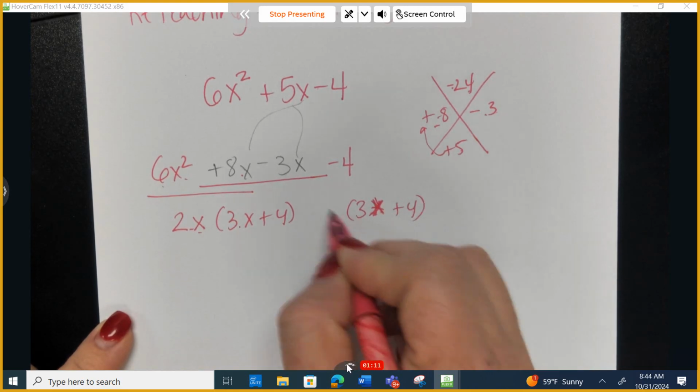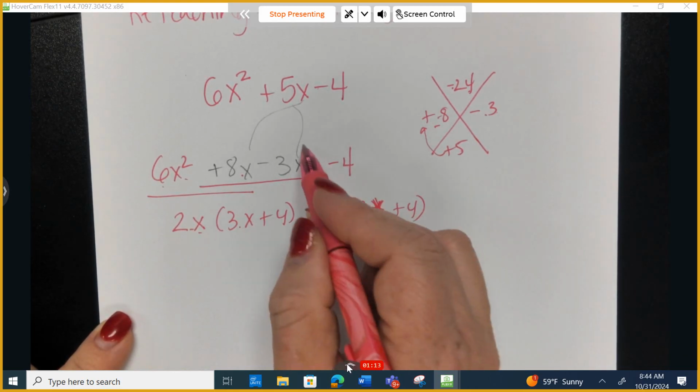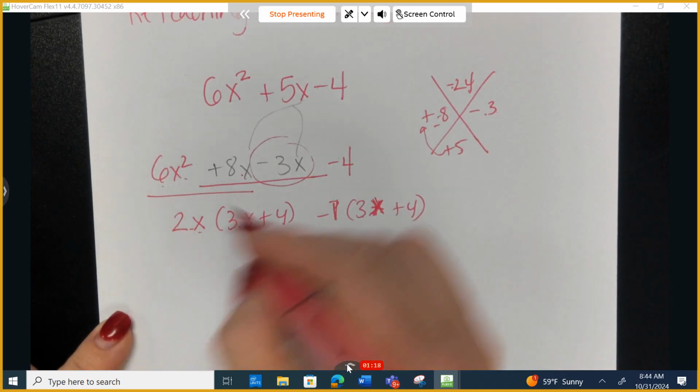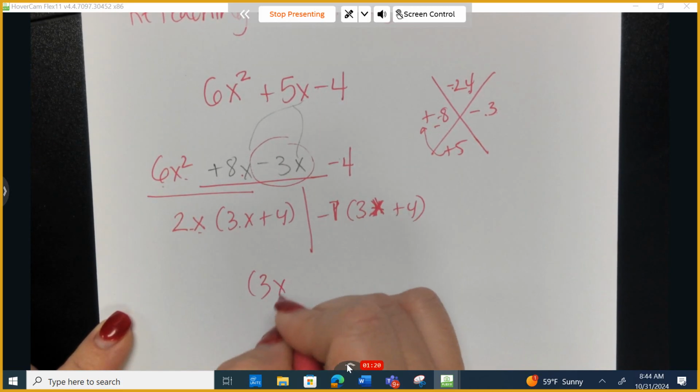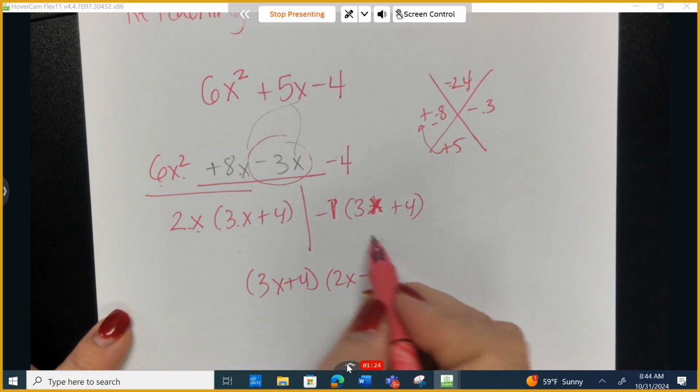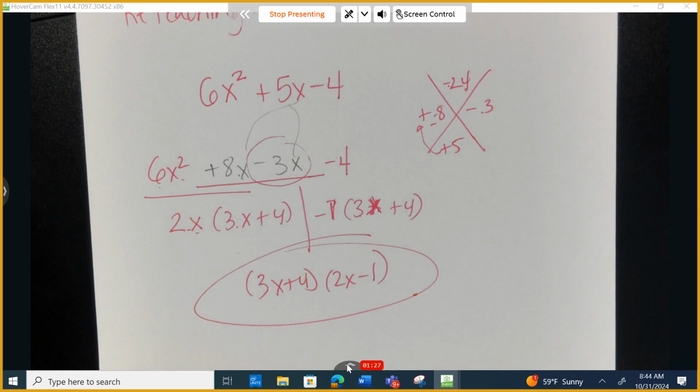3x plus 4, and now determine, is there a number times 3x that achieves negative 3x? And is that number times 4 negative 4? It is. They both contain a 3x plus 4. In front of the first group is 2x, and in front of the last group is negative 1.